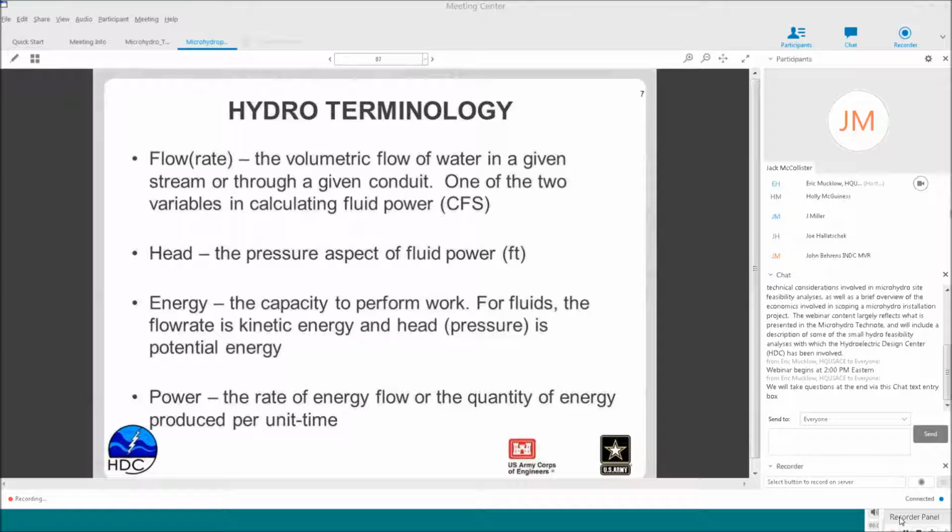Going hand in hand with the fluid power equation that I just introduced, I will mention a little more about these terms that hydro engineers tend to throw around. Engineers working in hydro or with pumps or other turbomachinery say flow to refer to volumetric flow rate, or the volume of fluid per unit time moving through a stream or a conduit or through turbomachinery equipment. In the hydro industry in the U.S., our most common unit for flow is cubic feet per second.